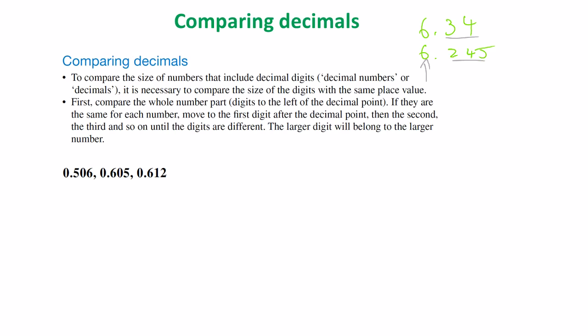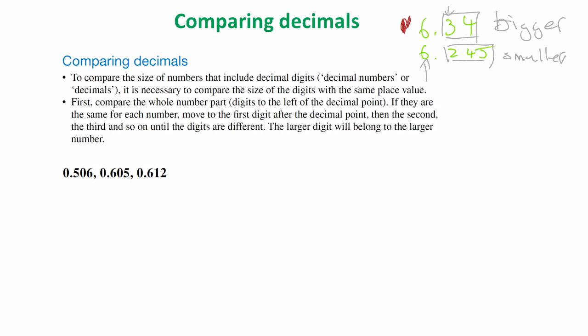So we're looking in the tenths position now. I've got a 3 and I've got a 2. What that's saying is the 3 is bigger than the 2, so that's actually a bigger number. This is a smaller number, even though I've got 3 decimal places there and this has only got 2. But when we look at the place value, we see that this number is the bigger one.